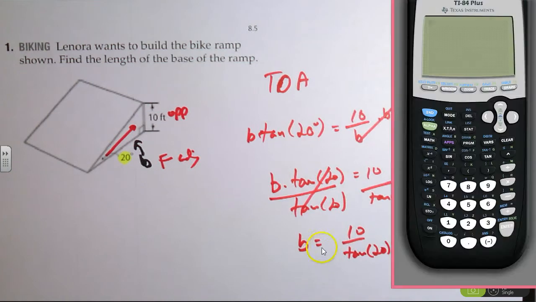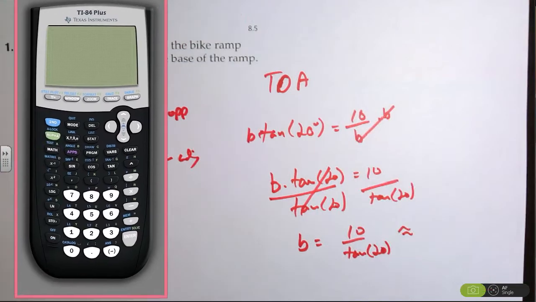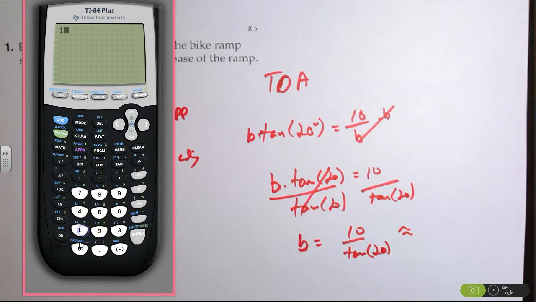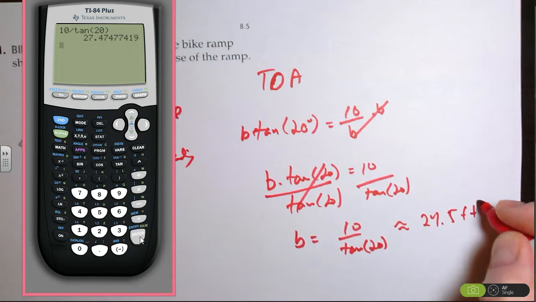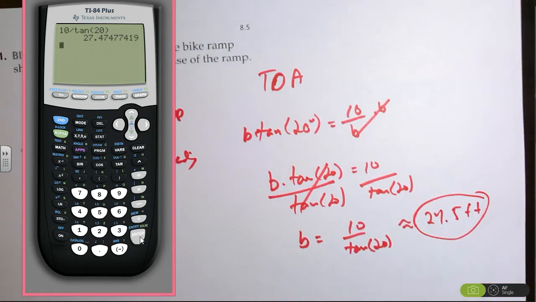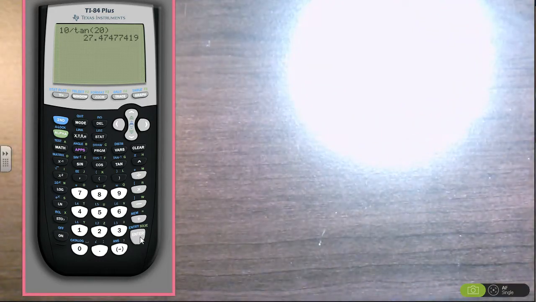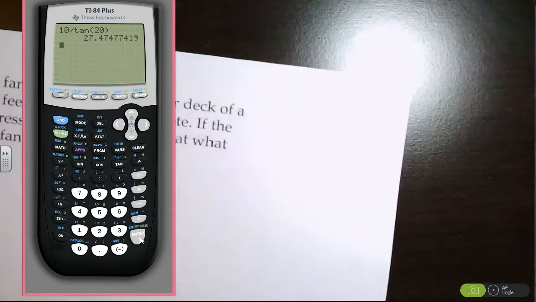Our approximate answer is simply 10 divided by the tangent of 20 degrees. And again, make sure your calculator's mode is in degrees. So that gives us 24.7, or 24.5. Okay, 24.5 feet, by the way. So there's number one. Number two was the next problem we did out of the book.